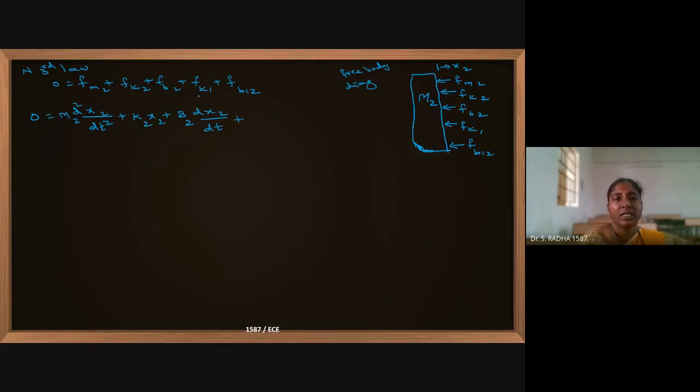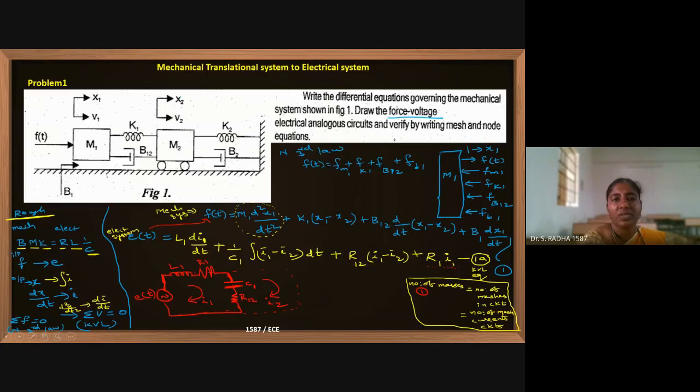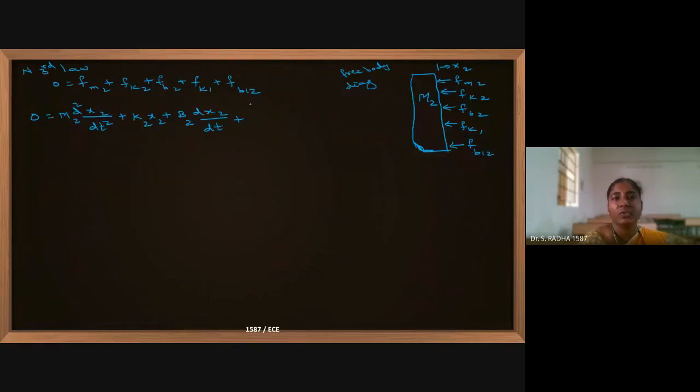Now I have K1. K1 is between the two masses, so I have to use both displacements. B12 is also between the masses, so I have to use both displacements. But since I am writing for the second mass, I use X2 first. K1 times X2 minus X1, then B12 d by dt of X2 minus X1. This is equation 2.